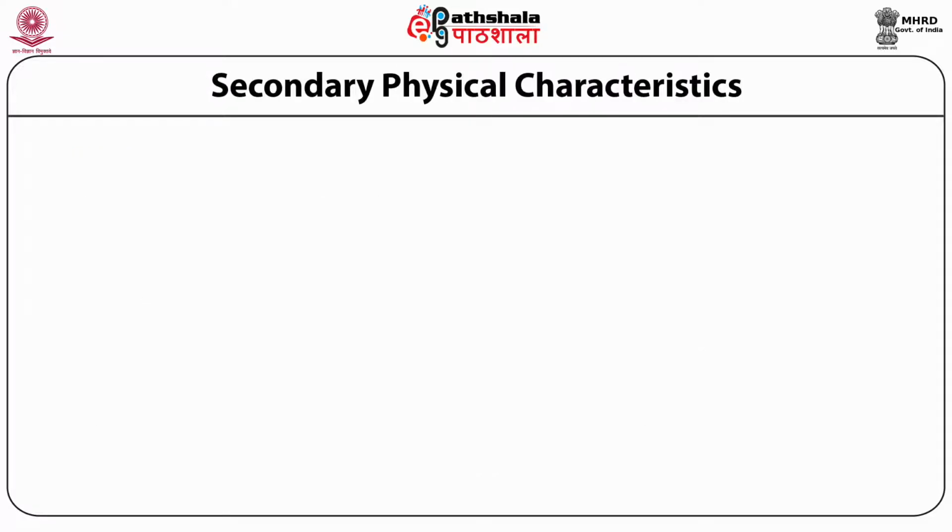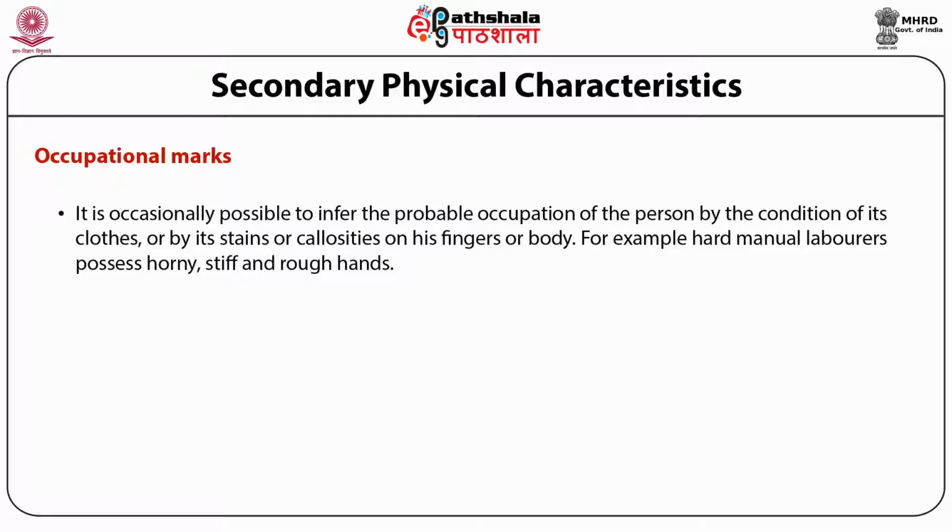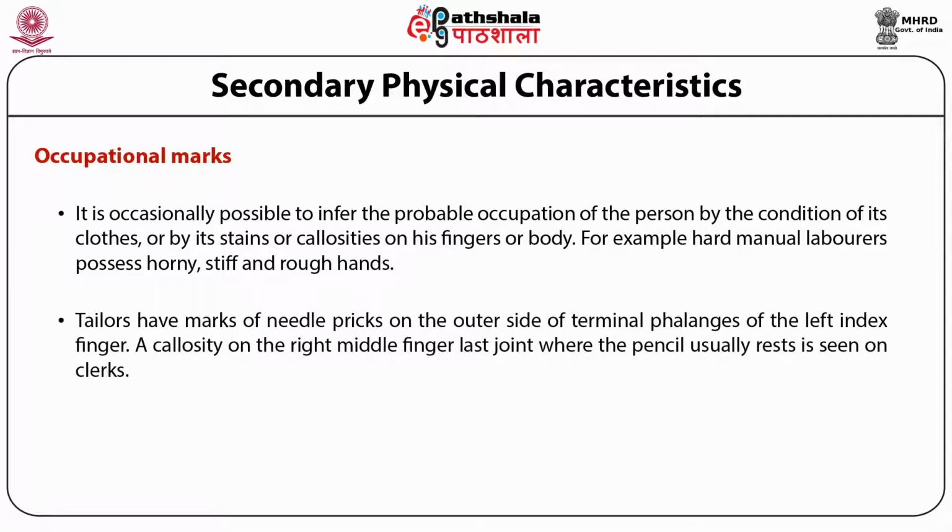The next secondary physical characteristic is the occupational mark. It is occasionally possible to infer the probable occupation of the person by the condition of the clothes or by stains or callosities on the fingers or body. For example, hard manual laborers possess horny, stiff, and rough hands. Tailors have marks of needle pricks on the outer side of the terminal phalanges of the left index finger, and a callosity on the right middle finger, last joint, where the pencil usually rests, is seen in clerks.